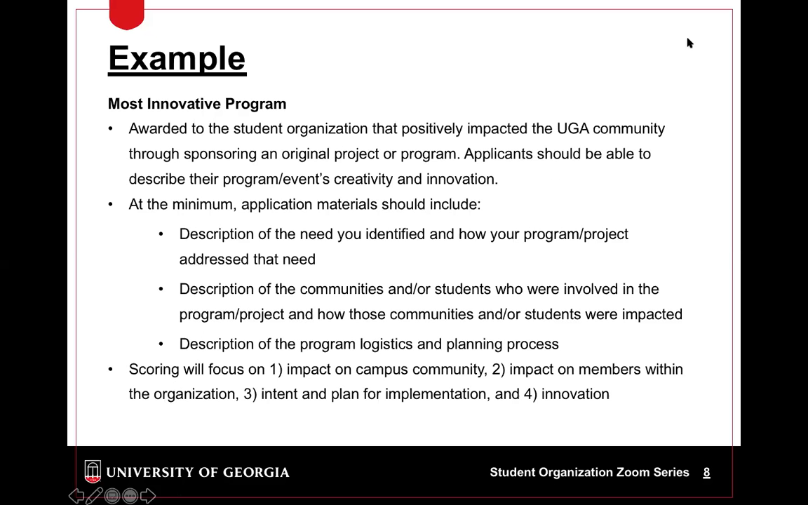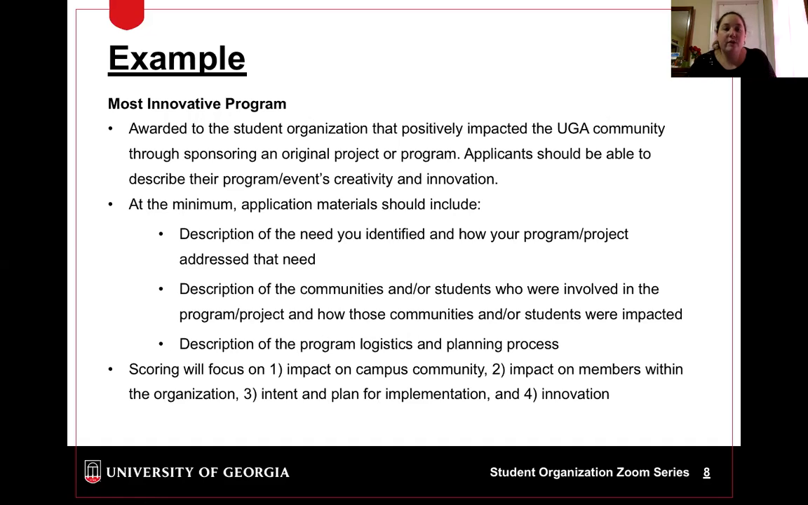And so an example in terms of our criteria, here's the example of most innovative program. And so this award is awarded to the student organization that positively impacted the UGA community through sponsoring an original project or program. Applicants should be able to describe their program or event's creativity and innovation. And so then we describe what the application material needs to include.